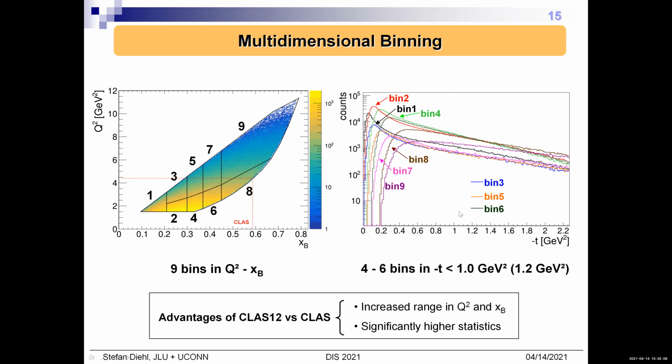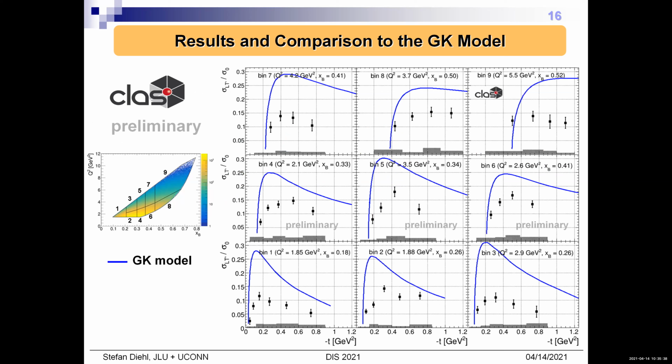And for each of these 9 bins, we can now have a look at the t distribution, where we can define 4 to 6 bins in the relevant region for minus t less than 1 or 1.5 to 2 GeV square. And we can also clearly see some advantages of CLAS12 versus CLAS. As I mentioned, we have an increased range in Q square and x Bjorken, and we have significantly higher statistics, which allows us to do these precise multidimensional studies. Then, as the last slide, let me show you the results.